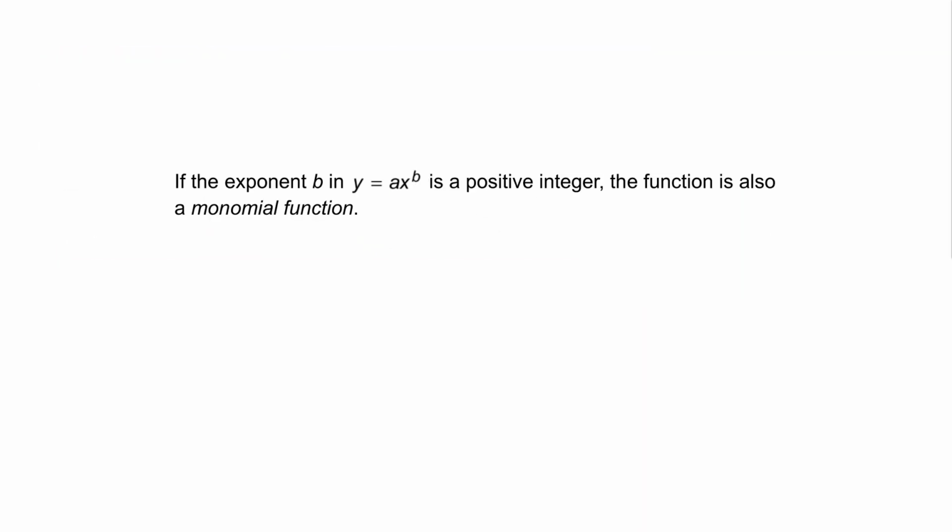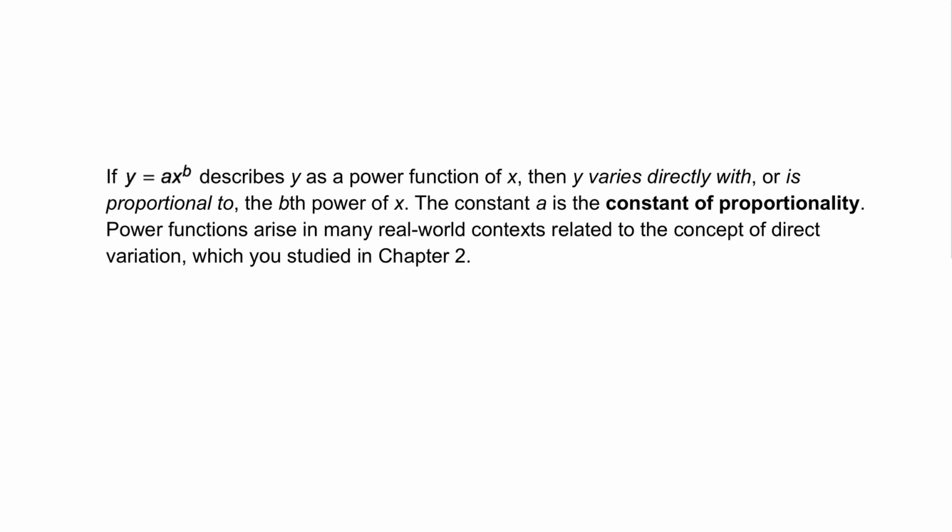If the exponent b in y = a·xᵇ is a positive integer, the function is also a monomial function. If y = a·xᵇ describes y as a power function of x, then y varies directly with, or is proportional to, the bth power of x. The constant a is the constant of proportionality. Power functions arise in many real-world contexts related to the concept of direct variation, which you studied in Chapter 2.